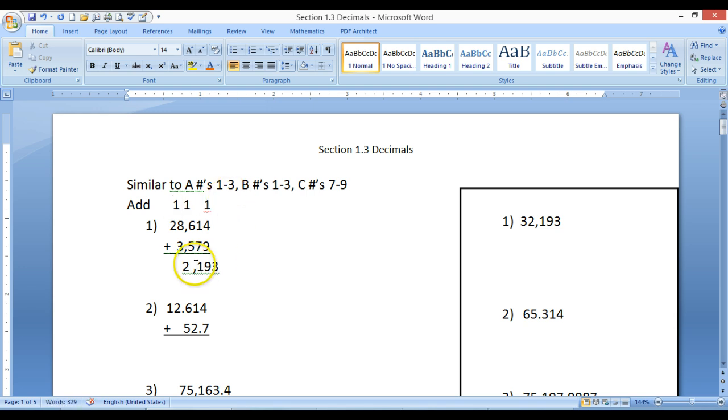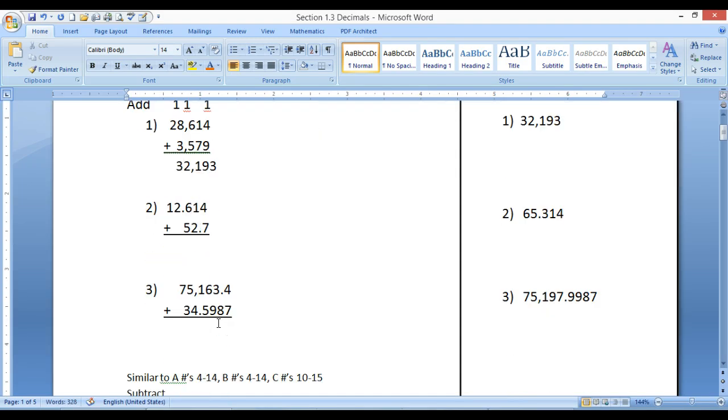And then again, just trying to keep all my place values lined up. In math, we work from the right to the left when we're adding. Typing is not really working with me. So now I've carried the 1. 1 plus 2 gives me 3. And there we go. The answer is 32,193. Okay, let's move to the next one.